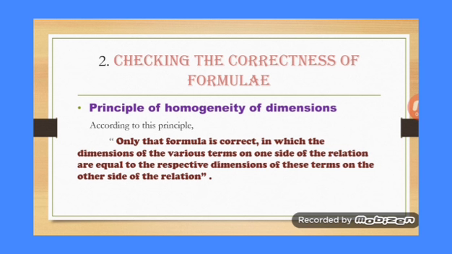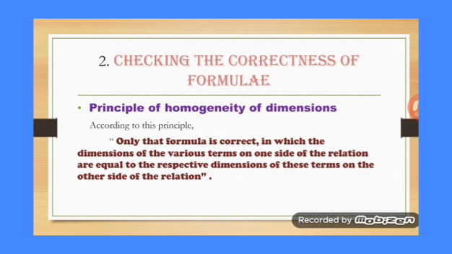A given equation or expression is correct or not by checking whether the LHS is equal to RHS or not. If LHS is not equal to RHS, then the equation is incorrect, and if the LHS is equal to RHS, then the equation is correct. Same concept is used here. Before going to the example or the numerical problem, I will discuss the principle of homogeneity of dimension.